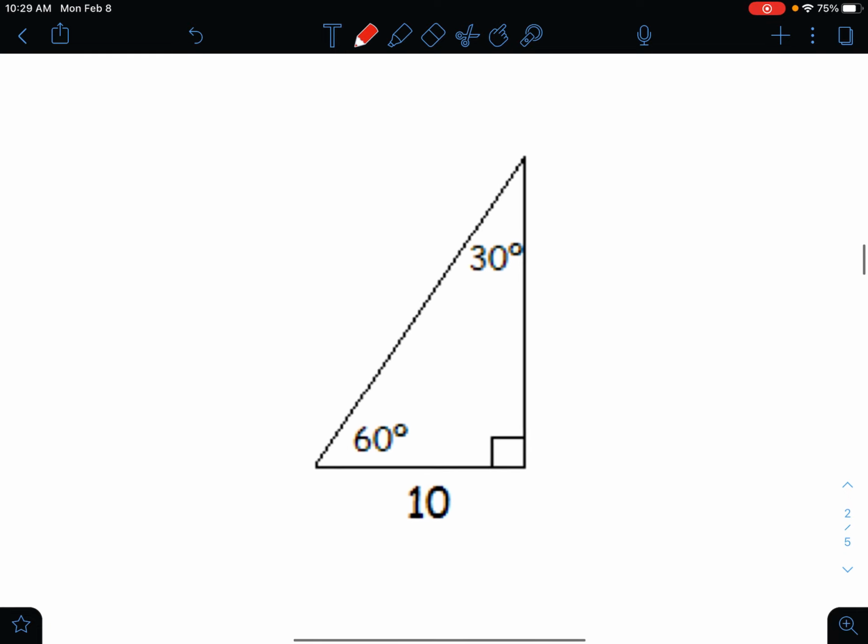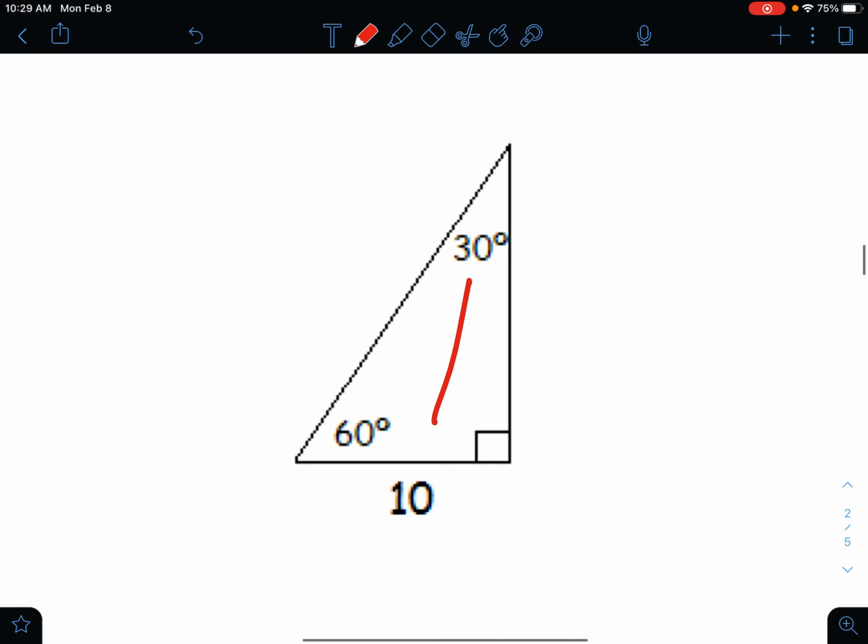All right, let's take a look again here. 10 is across from my short leg. So my long leg is just going to be 10 radical 3. My hypotenuse is going to be 20. It's just doubled, okay?